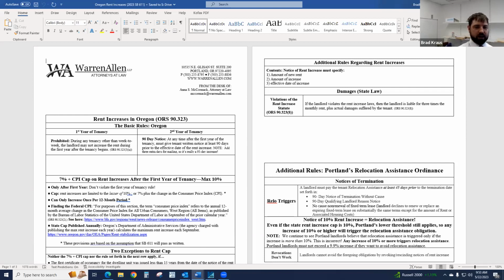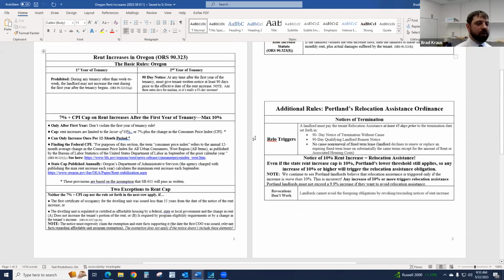Okay. So the basics of rent increases in Oregon are going to remain the same during any tenancy other than a week to week. The landlord may not increase the rent during the first year after the tenancy began. So you cannot increase rent in year one. At any time after the first year of the tenancy, you must give the tenant written notice at least 90 days prior to the effective date of the rent increase. Keep in mind, most people just mail them, so it's actually going to be 93 days, because for mailing, you have to add 3 days.